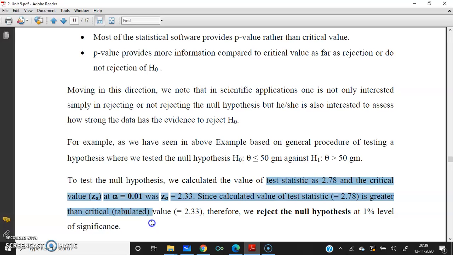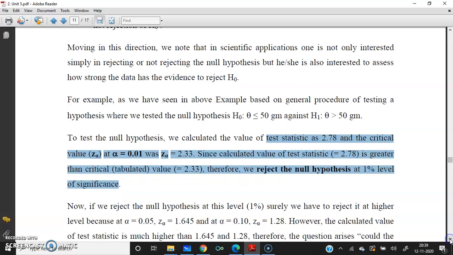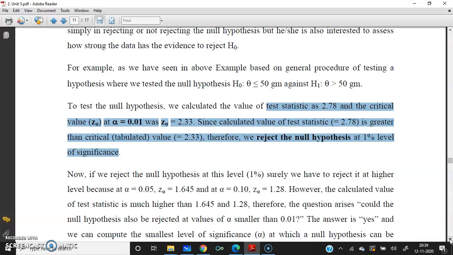So we got some value which is greater than 2.33. Therefore, the decision taken was, we rejected the null hypothesis at 1% level of significance. That is, I am sure that 99% whatever I claim is correct. That is what we mean by 99%: if you repeat this experiment 100 times, 99% of the time it will be correct, and for 1% I don't know, it is left for chance.